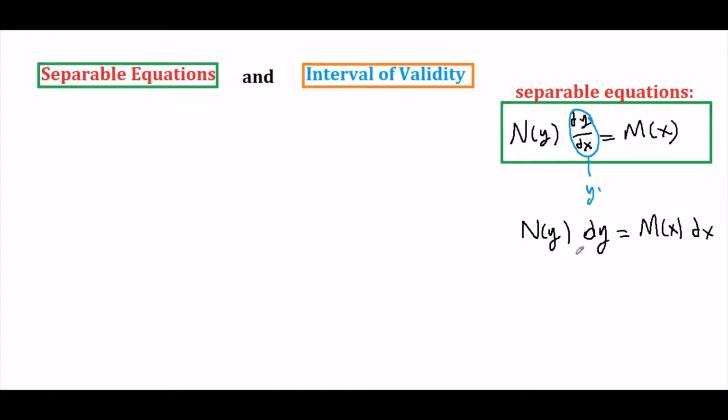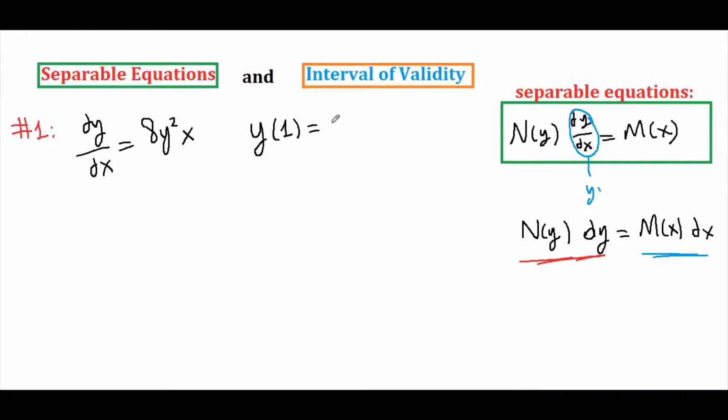So our differential equation is totally separated. Our y variables are on one hand side and our x variables are on the other, and it is ready to integrate. Let's see what we mean with a real example. In example 1, we were given dy/dx equals 8y squared x, and our initial value is given as y of 1 equals 1/3.